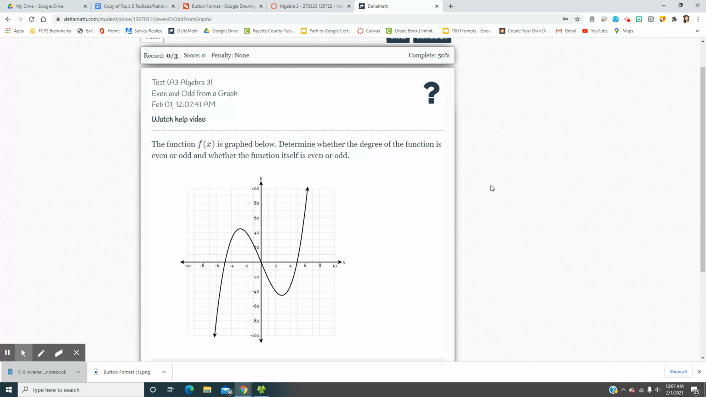All right, well, the first thing, the degree of the function. Degree of a function is that highest exponent. So like if I have f of x equals x cubed plus 7x squared plus 2x plus 1, the degree of this function would be 3 because the highest exponent on the x is 3. So, and 3 is odd, so this would be an odd degree.